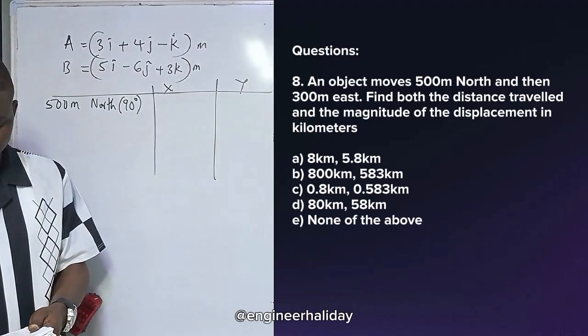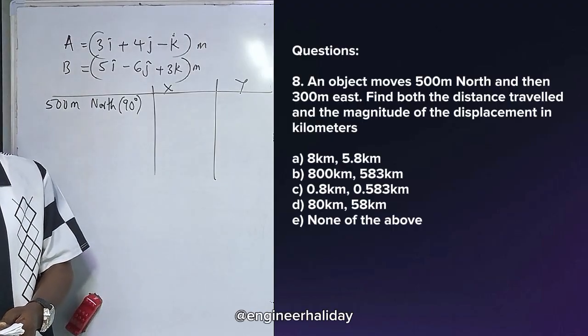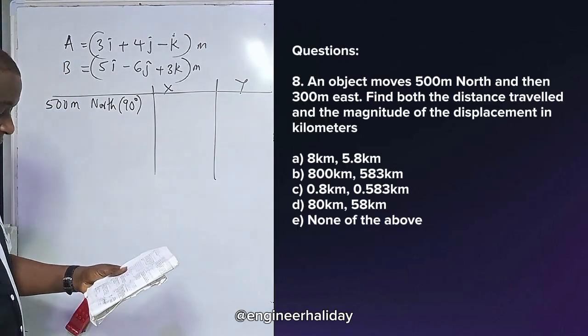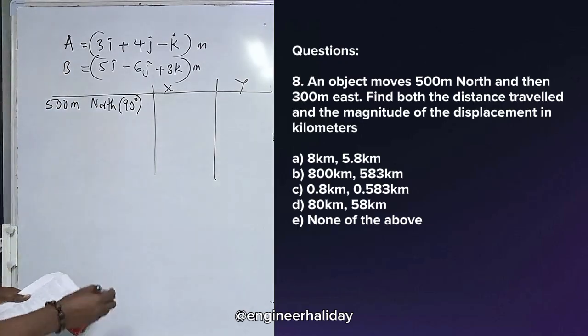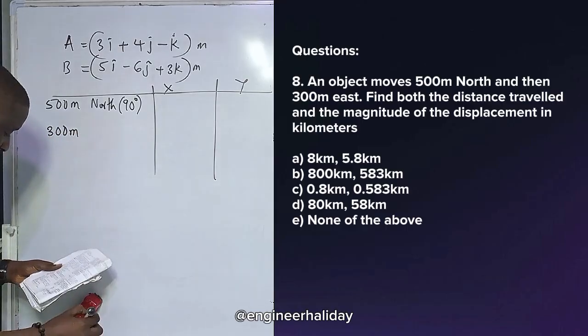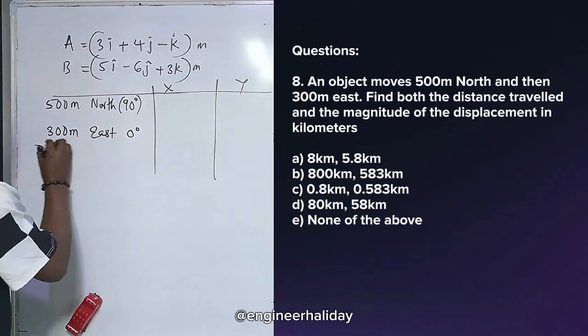And then 300 kilometer east. Find both the distance traveled and the magnitude of the displacement in kilometer. So that is 300 meter. What is the second one? East, abi? So east is 0 degree now. So we'll play with it.